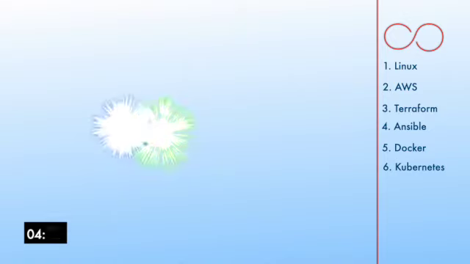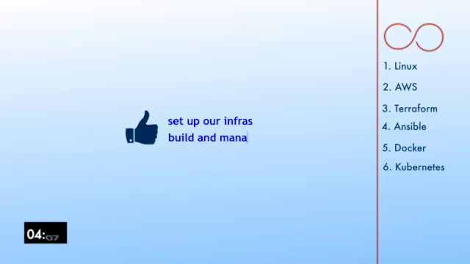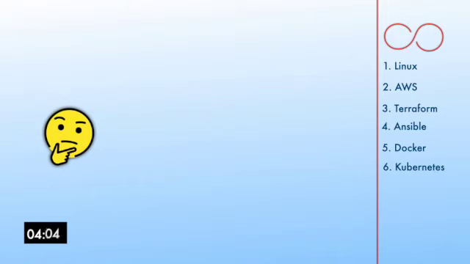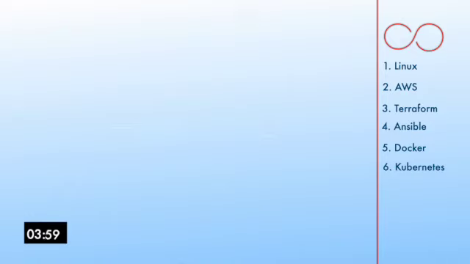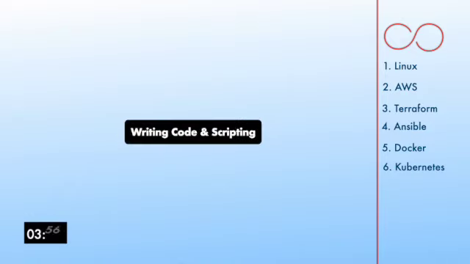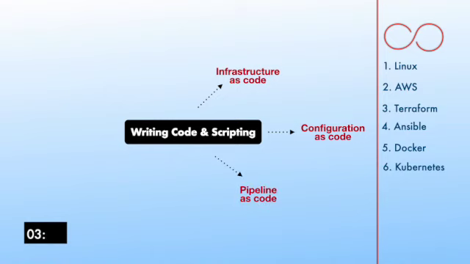It's good to know how to set up our infrastructure, build and manage our applications. But the question is, how do we better instruct and make changes to both our infrastructure and applications through the interface? As a DevOps guy, writing code and scripts, especially in Python, YAML, and Bash scripting, is a must because at the end of the day, infrastructure as code is code. Configuration as code, pipeline as code, they are all code. And if you are writing a Dockerfile or Kubernetes manifest file, that is also code.